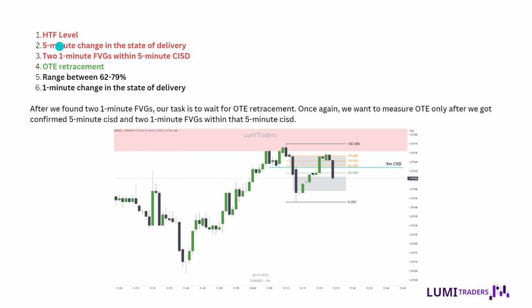Next, we want to find OTE retracement. As we know already, we want to use the very last swing high, swing low. We want to measure this leg down. And range between 62 and 79% is going to be our entry range. Perfect. Here we got perfect retracement all the way up to the range between 62 and 79%.